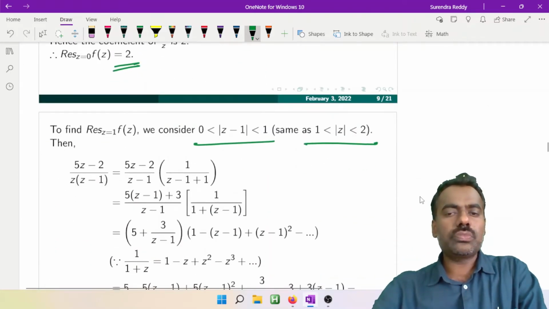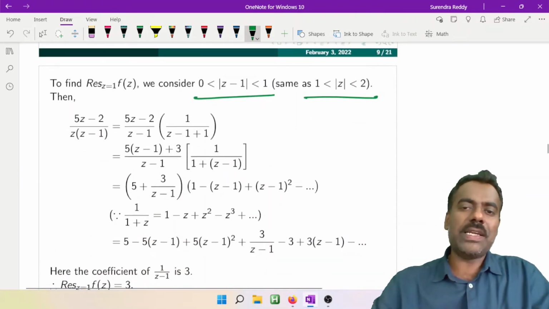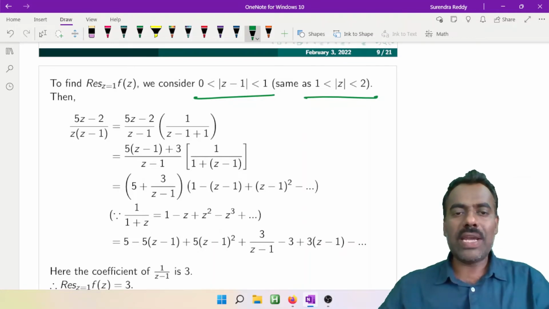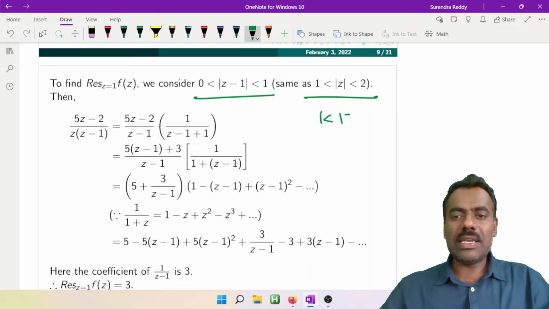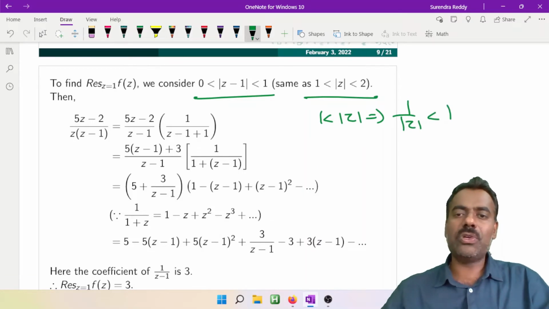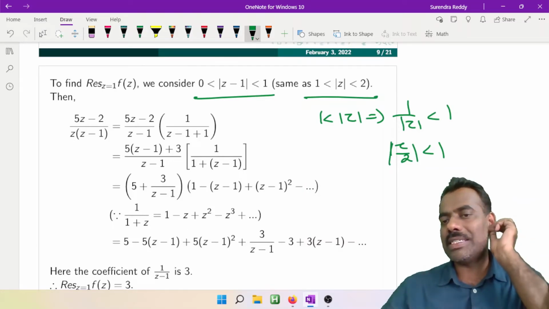Now, how can we write the Laurent series expansion? Somehow we should be able to use 1 is less than mod z. This implies 1 by mod z is less than 1. Also mod z less than 2 means mod z by 2 is less than 1. So in our expansion, we want to make sure that these terms will come.